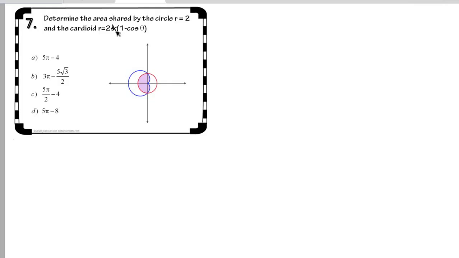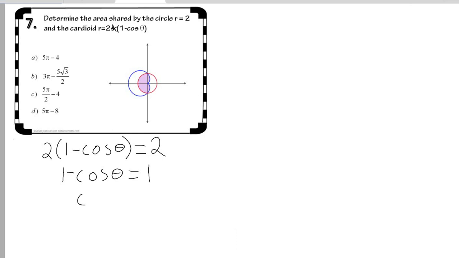So first off, we do want to find our bounds. So again, we're just going to set those two things equal to each other. So I have 2 times (1 minus cosine theta) equals 2. So I can divide both sides by 2. I will also end up with cosine of theta equals 0. So theta equals pi over 2 and 3 pi over 2.